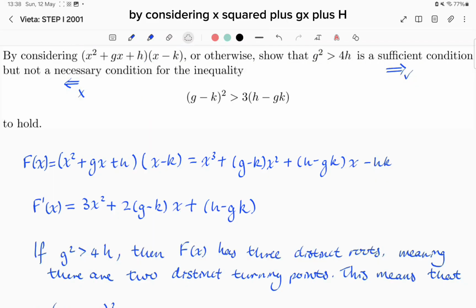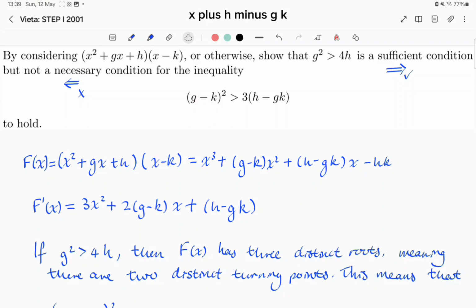By considering (x squared plus gx plus h) multiplied by (x minus k), or otherwise, show that g squared greater than 4h is sufficient but not necessary for the inequality (g minus k) squared greater than 3 of (h minus gk) to hold. Firstly, we'll write capital F of x equals (x squared plus gx plus h)(x minus k). This is equal to x cubed plus (g minus k) x squared plus (h minus gk) x minus hk. We'll then find capital F prime of x equals 3x squared plus 2(g minus k)x plus (h minus gk).